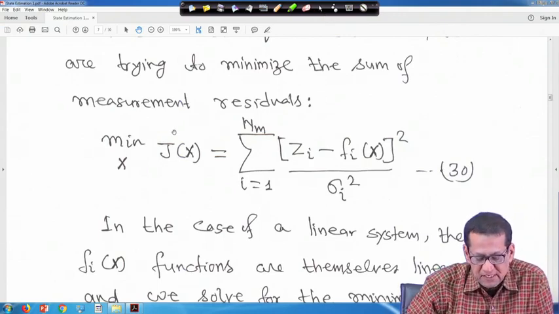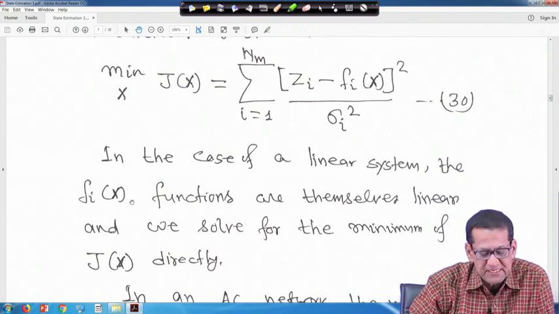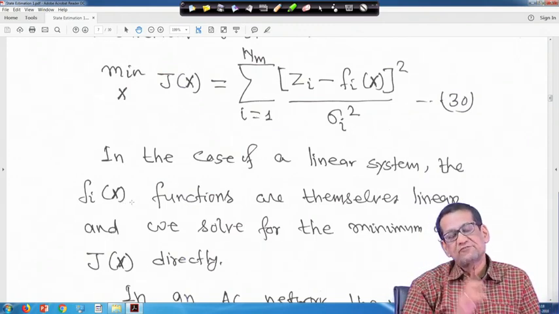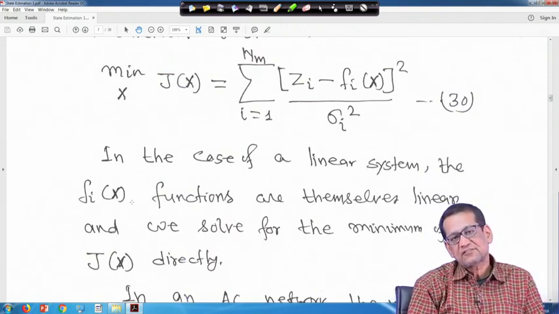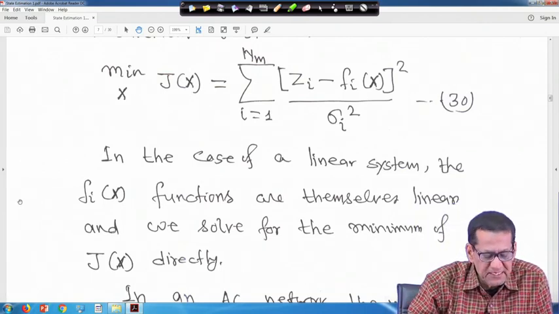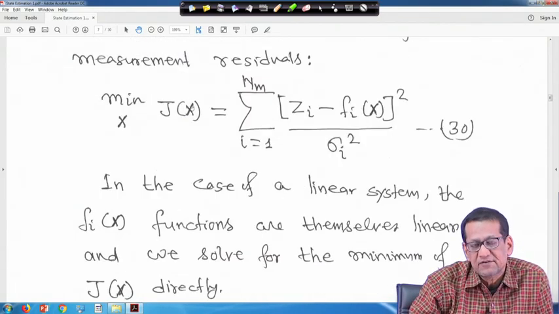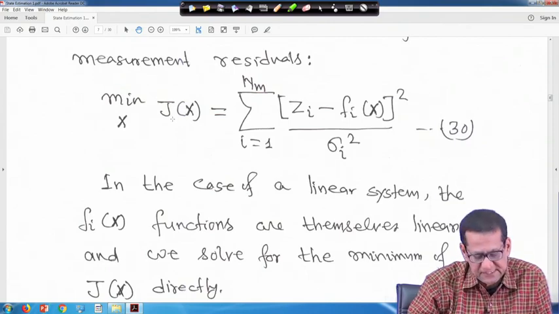So, in the case of a linear system, we took f_i(x) equal to h x, as we have seen, with terms h_i1 x1, h_i2 x2 like this, which are themselves linear, and we solved for the minimum J(x) directly, as we have seen, when we took the function f(x) equal to h x.